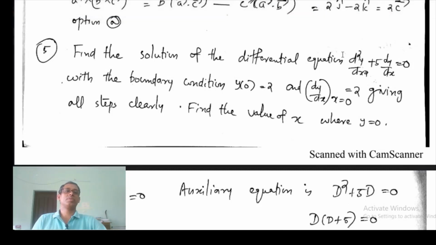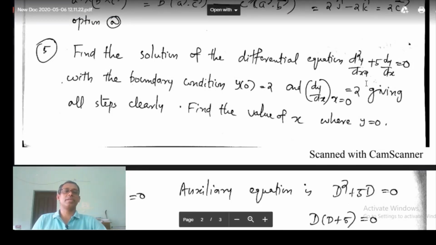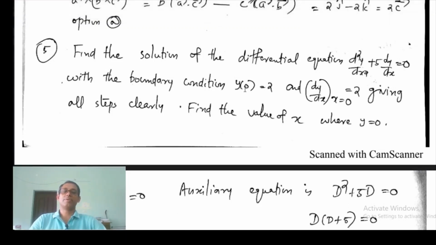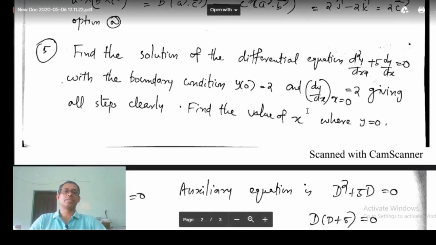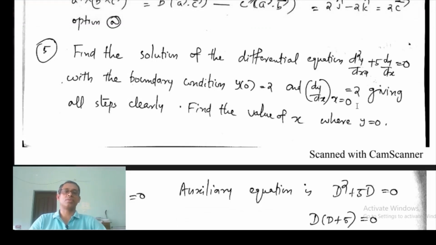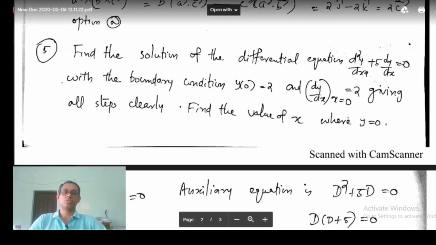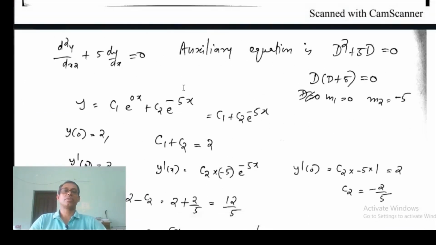Find the solution of the differential equation d square y by dx square + 5 dy by dx = 0. Boundary conditions are given. y of 0 is 2, and dy by dx, the first order derivative at x = 0, is 2. Both are 2. Find the value of x where y is equal to 0.